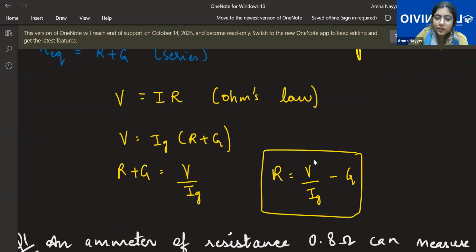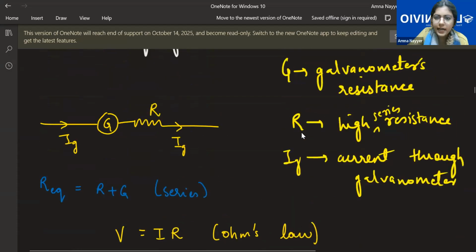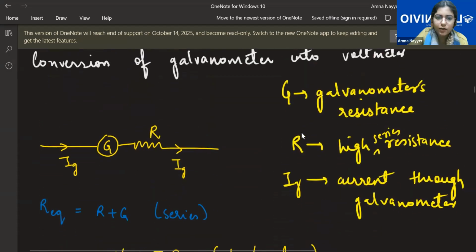But most of the numericals will ask you to calculate the resistance. So I've written the formula for resistance, but this is the main formula. Whatever is missing, you calculate. Now, from here, we'll be able to calculate the voltage. So that's how a galvanometer is acting as a voltmeter. Okay, ma'am. So, Raneem, write this. Let's practice one numerical from this topic as well.